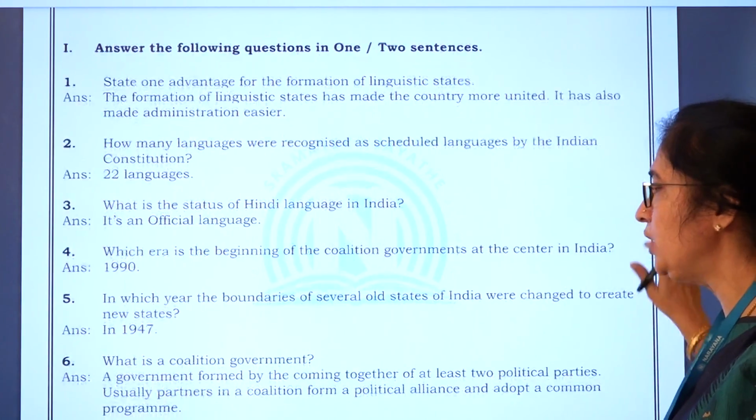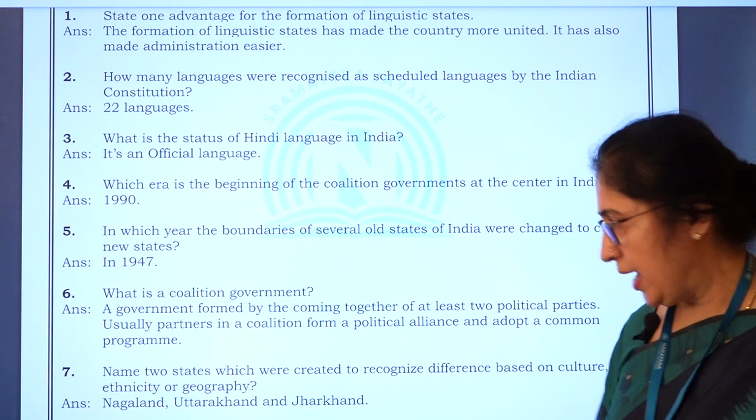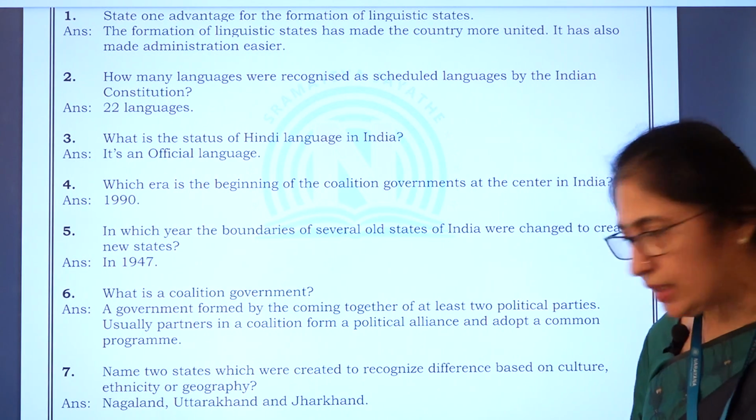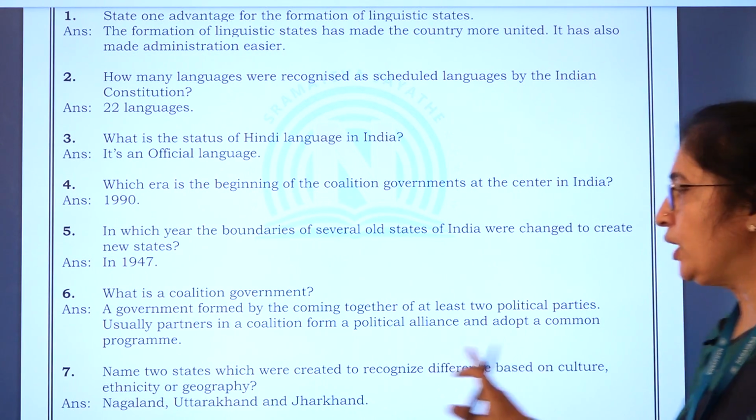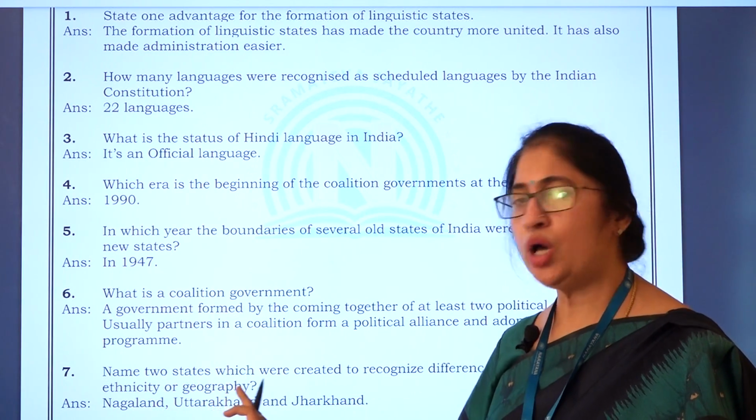What is the next question? Name 2 states which were created to recognize difference based on culture, ethnicity or geography.